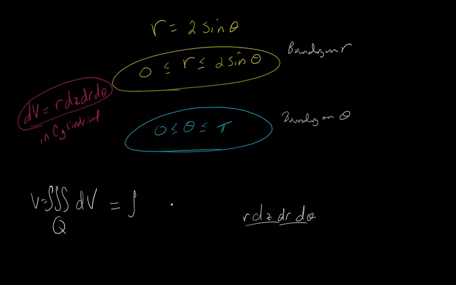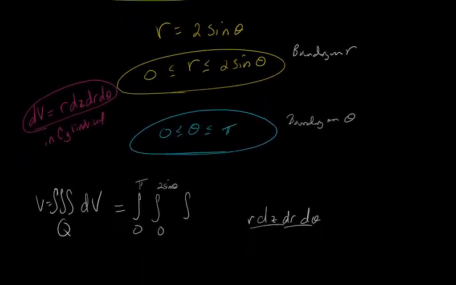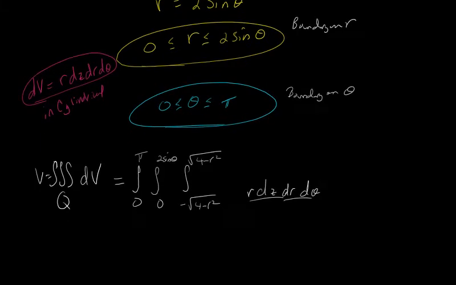All right, let's get our integrals filled out. I'm going to erase them because I need some more space. For theta, we're just going from 0 to pi, just constant values, which is exactly what we needed. For r, we're going from 0 to 2 sine theta. And for z, we are running from negative square root of 4 minus r squared to positive square root of 4 minus r squared. And that's what we've got, so we can go ahead and integrate.